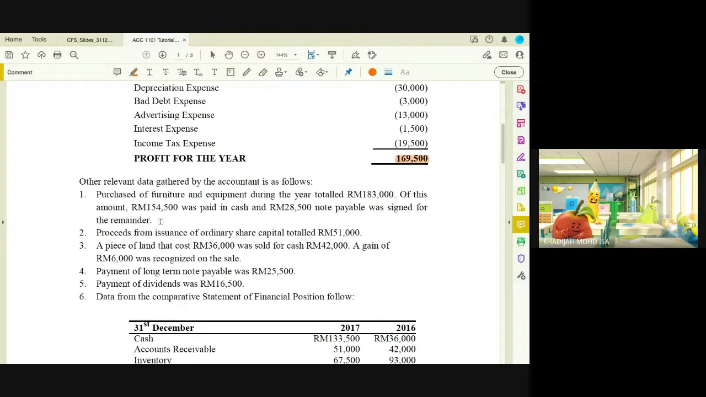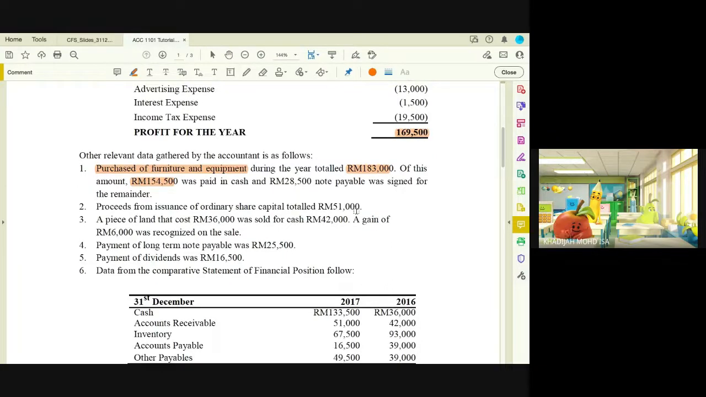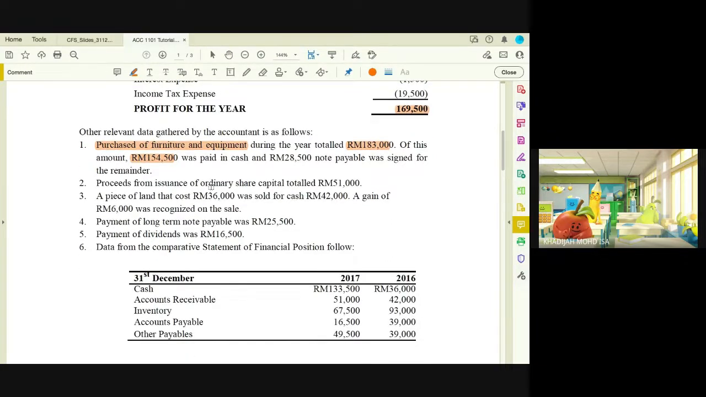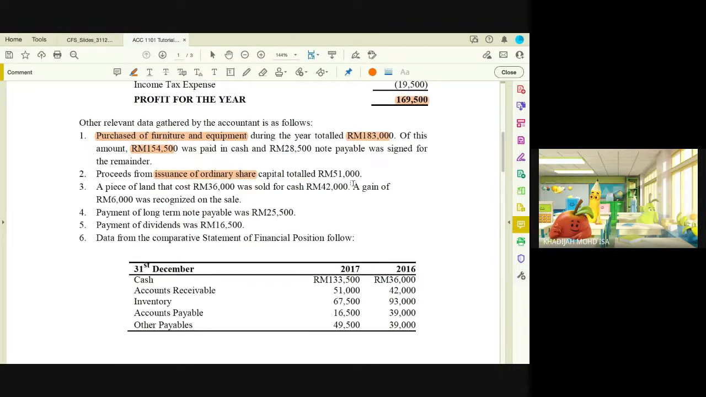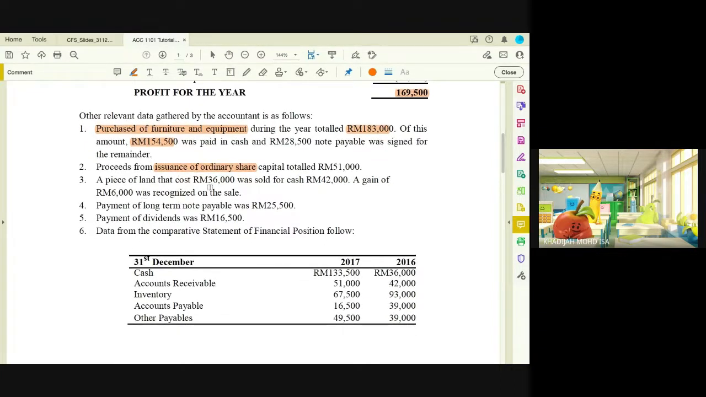For example, in this case, you purchase furniture and equipment. What do you mean by purchase of furniture and equipment? It means that you make payment, whereby the total amount is 183,000, but out of this, you pay cash 154,000 and the balance is payable. The second one is proceeds from issuance of ordinary shares. You issue 51,000, and then a piece of land that cost 36,000 was sold.